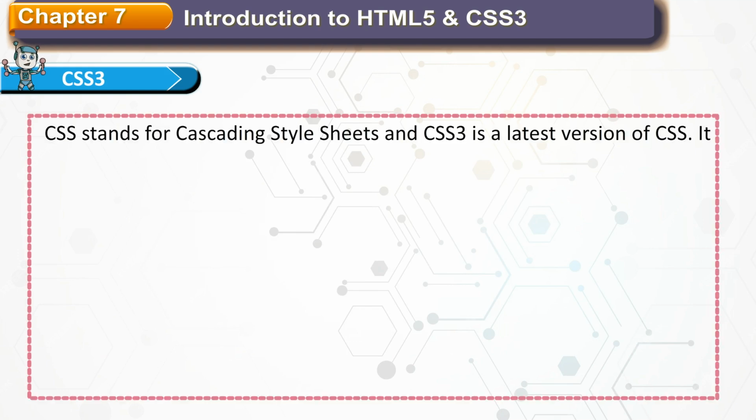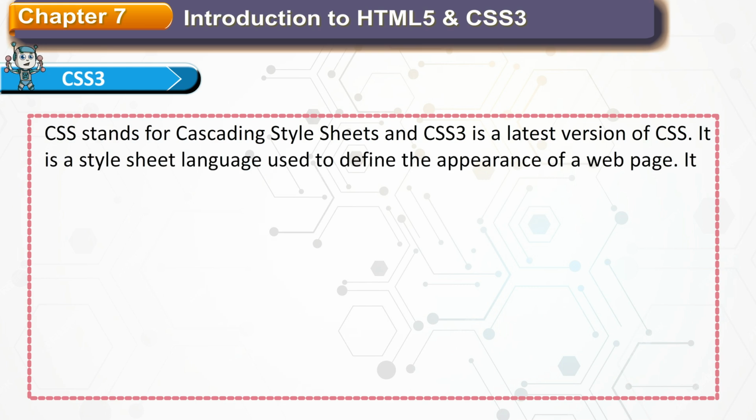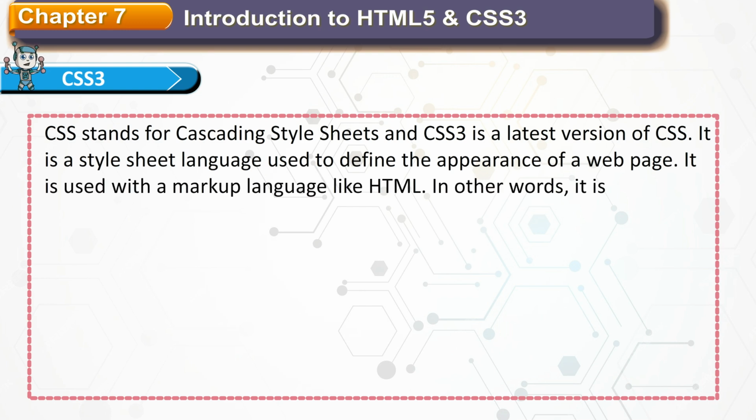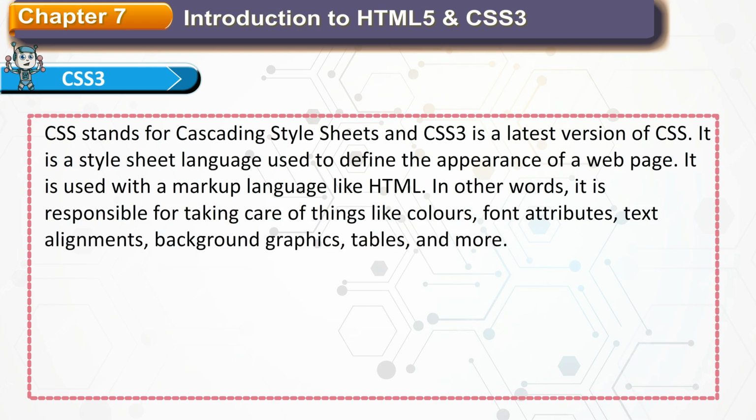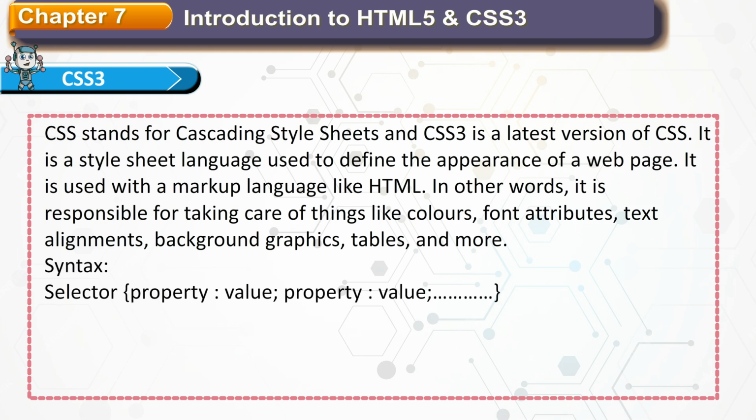CSS3. CSS stands for Cascading Style Sheets and CSS3 is the latest version of CSS. It is a style sheet language used to define the appearance of a web page. It is used with a markup language, like HTML. In other words, it is responsible for taking care of things like colors, font attributes, text alignments, background graphics, tables, and more. Syntax: selector, property, value.